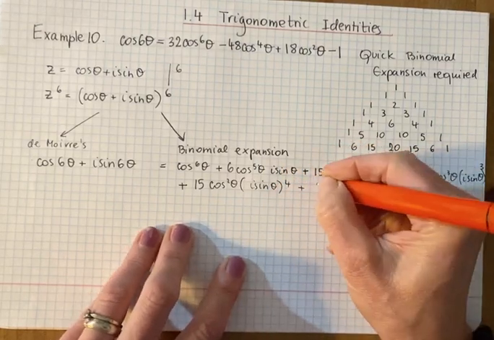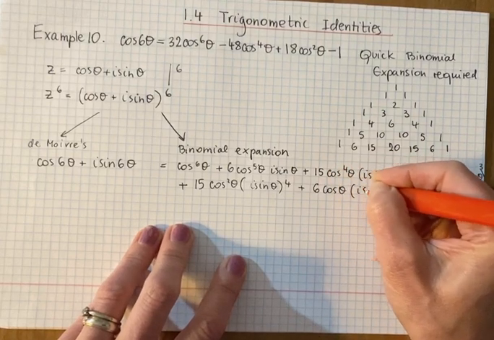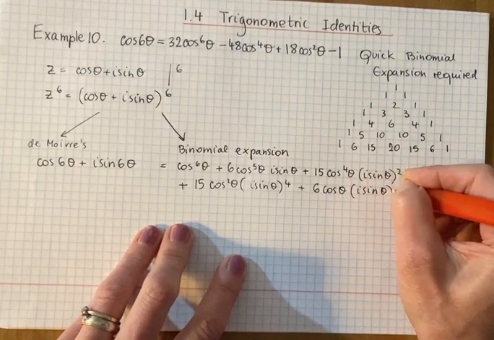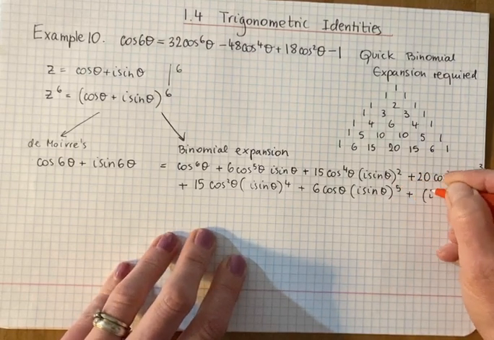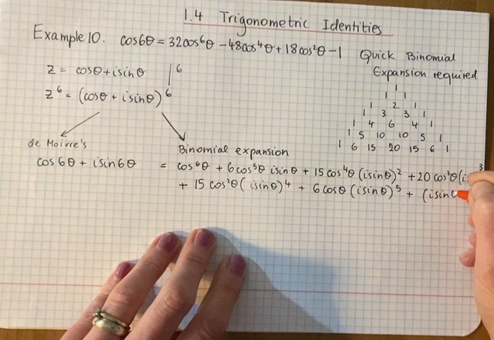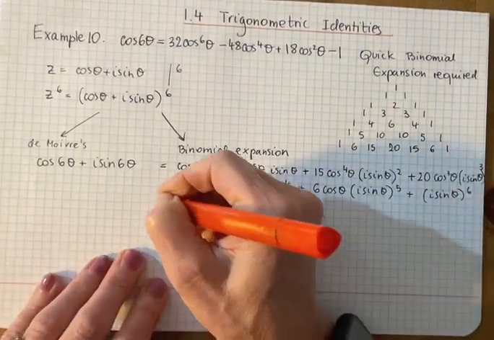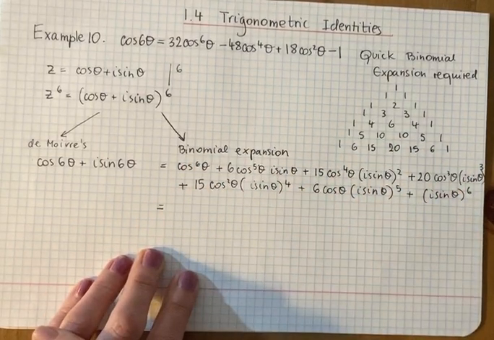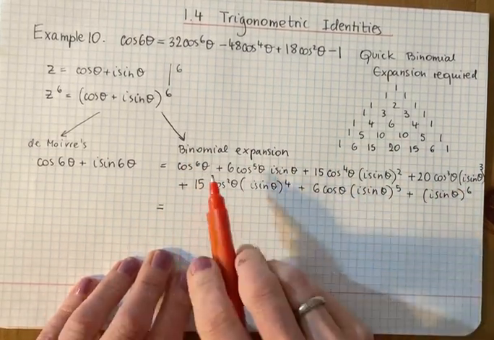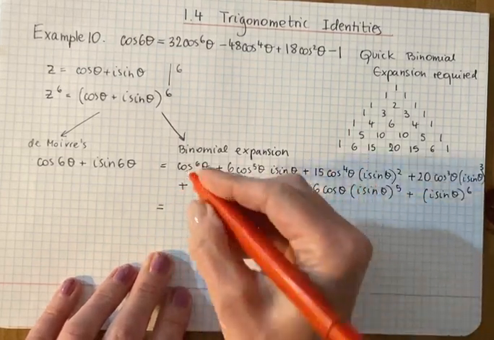Carrying on like this, you get 6 cos theta, then you've got (i sine theta) to the power of 5, and lastly you will have (i sine theta) to the power of 6. Okay, the next step is to tidy this up. Okay, so let's just write it down by tidying these expressions.